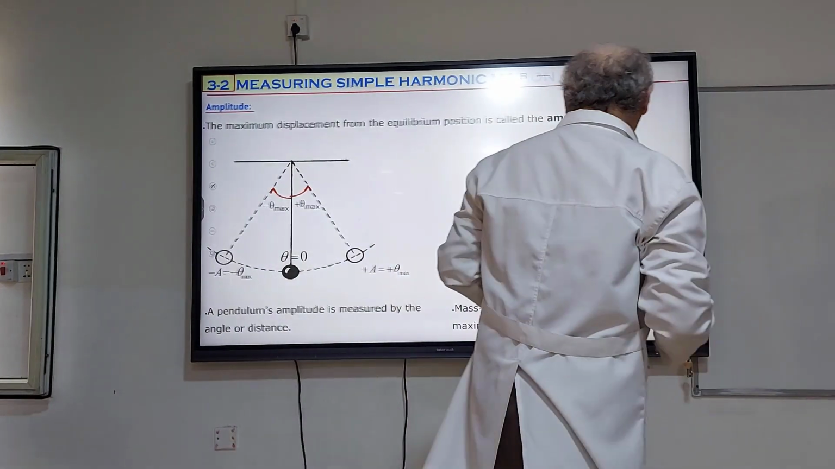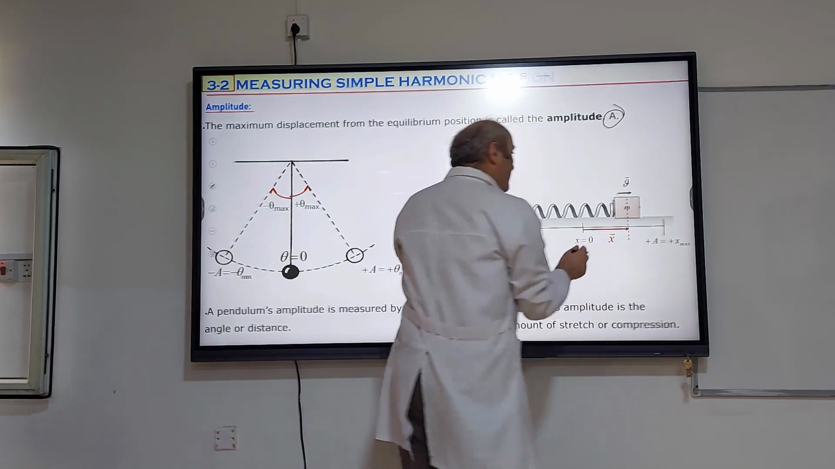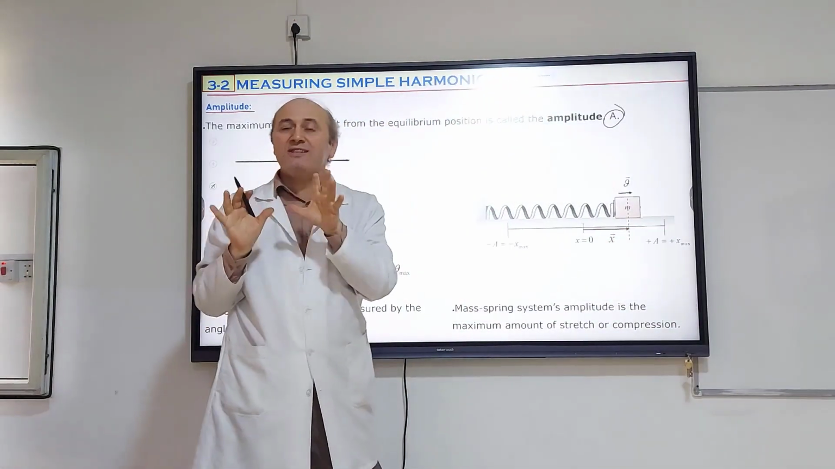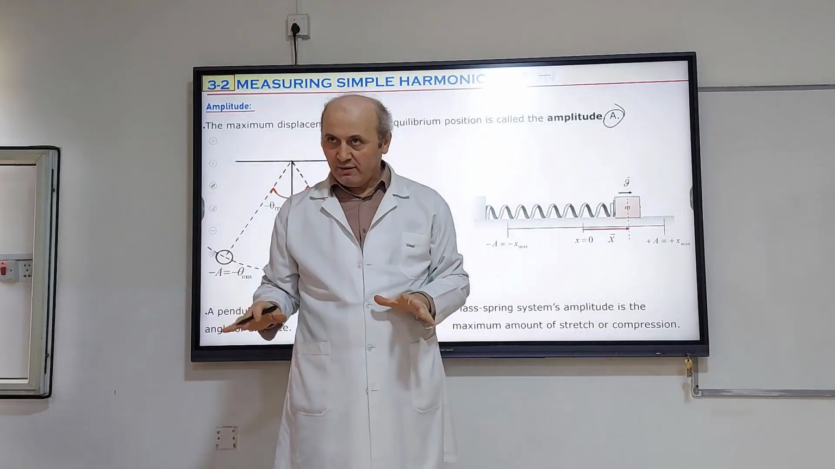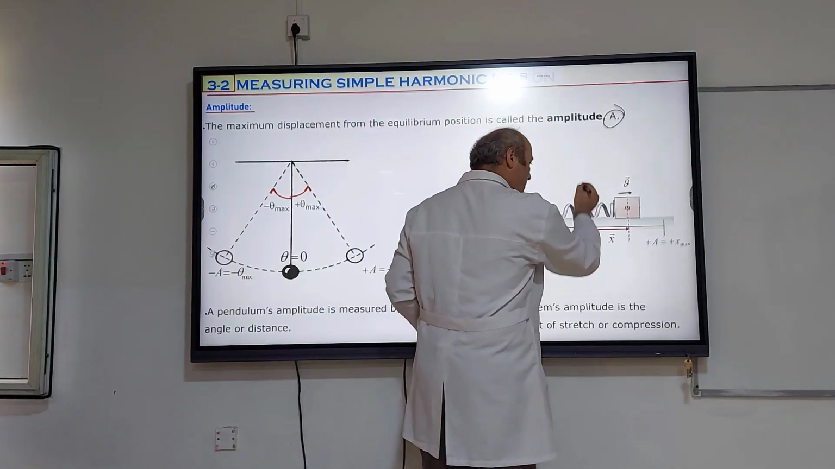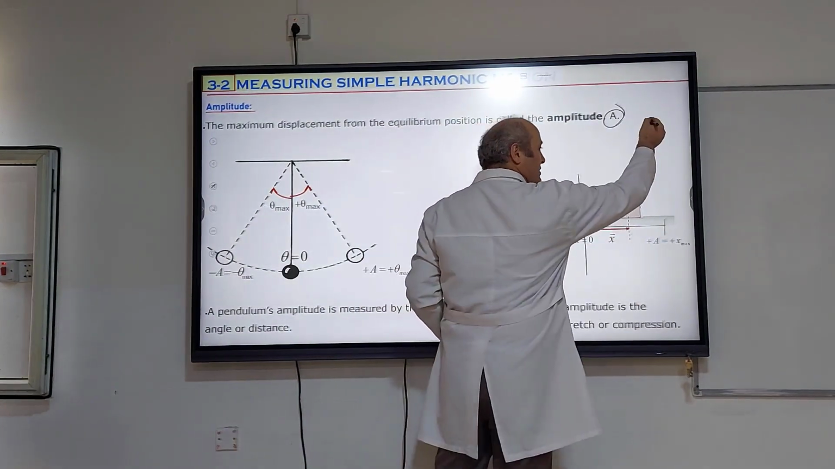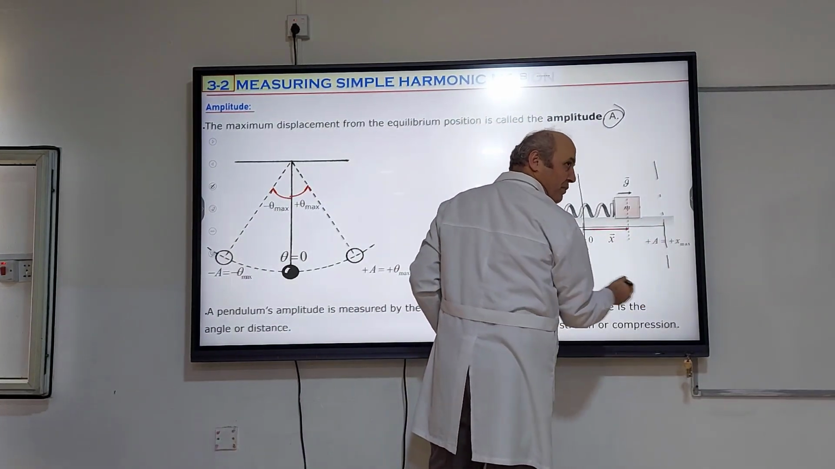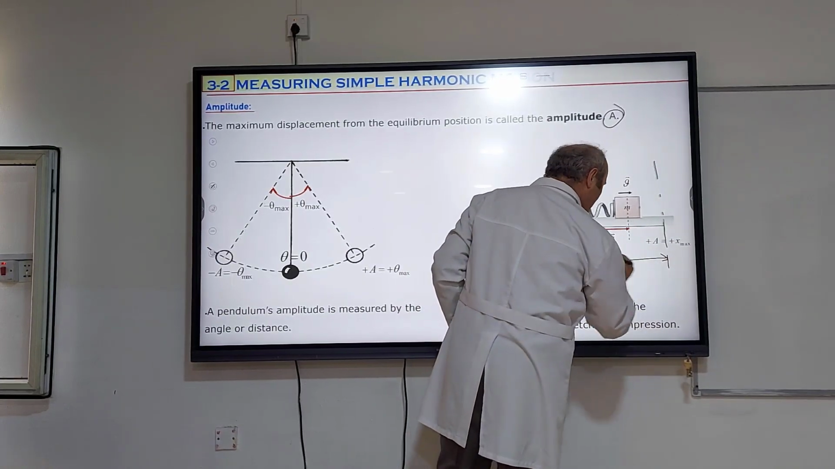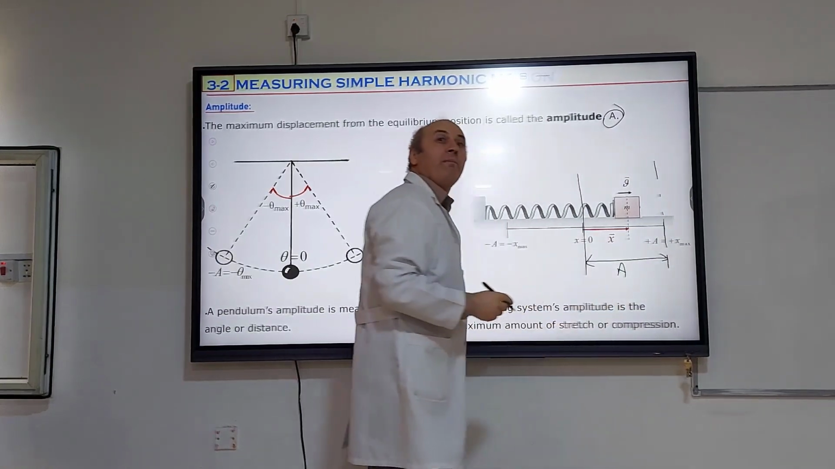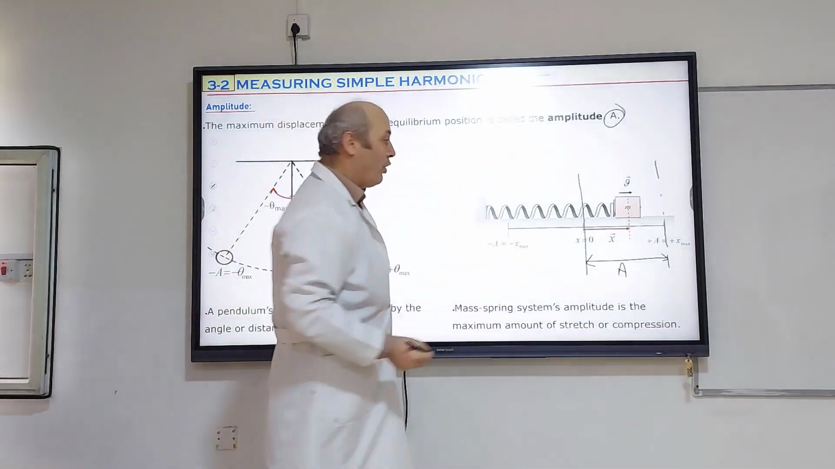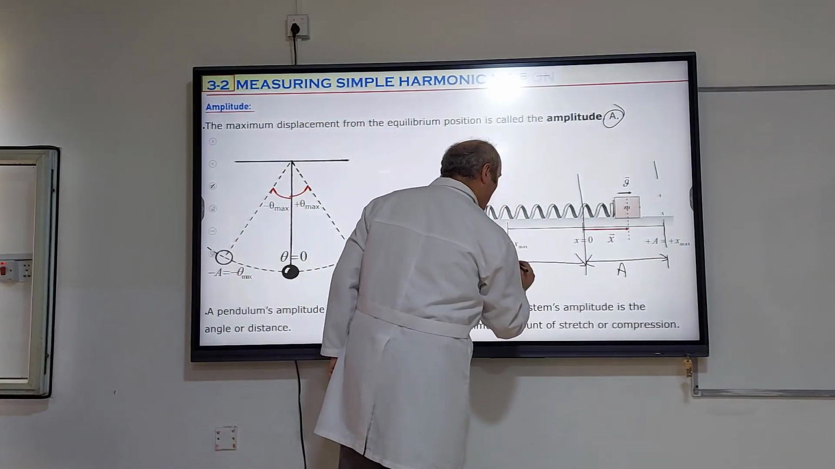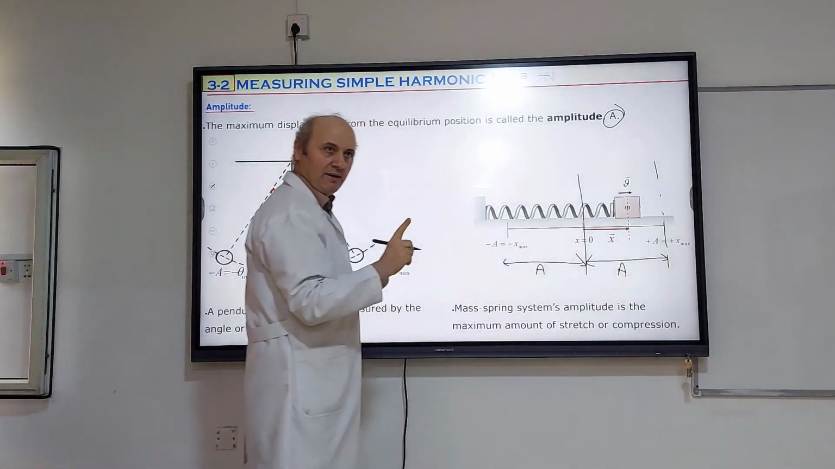For a mass spring system, this amplitude is a length. So, how much is the distance from equilibrium until the farthest point from the equilibrium position? This length is amplitude. We can measure amplitude on the right. Also, we can measure the amplitude on the left.